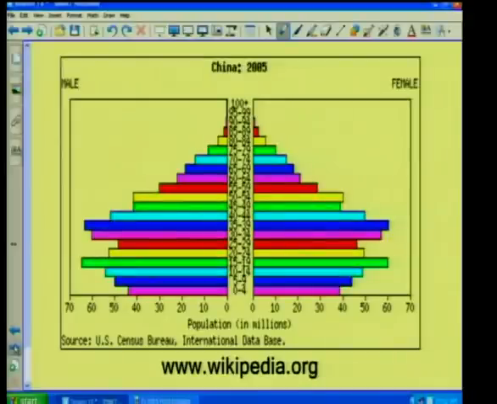All right, now, here we look at China. This is a population graph, which I took from Wikipedia.